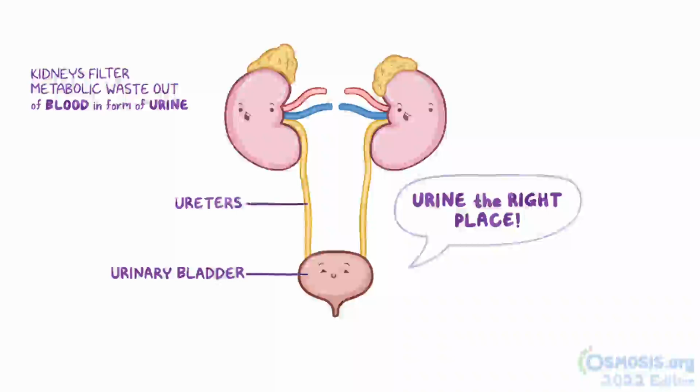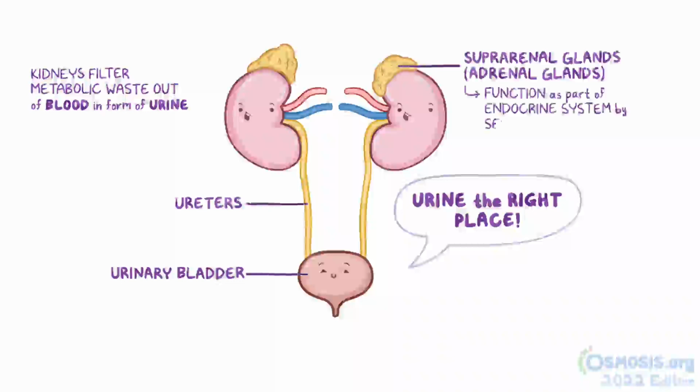Sitting on top of the kidneys, there are the suprarenal glands, or adrenal glands. These glands function as a part of the endocrine system by secreting adrenal hormones, which regulate various functions of the body.